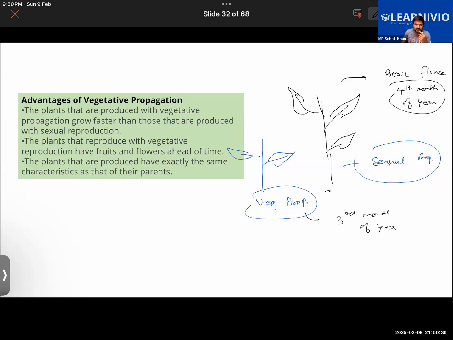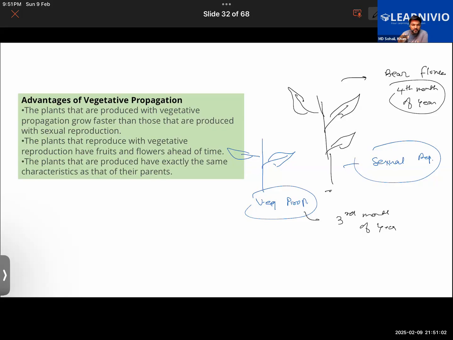If they are bearing the flowers early, it means that they will be bearing the fruit early also, because the flowers convert to the fruit, right? That is one thing. Another important thing about plants grown by vegetative propagation is that the new plants are exact copies of their parents. They have the same characteristics as the parents have. Getting it? Just like in the cloning method.